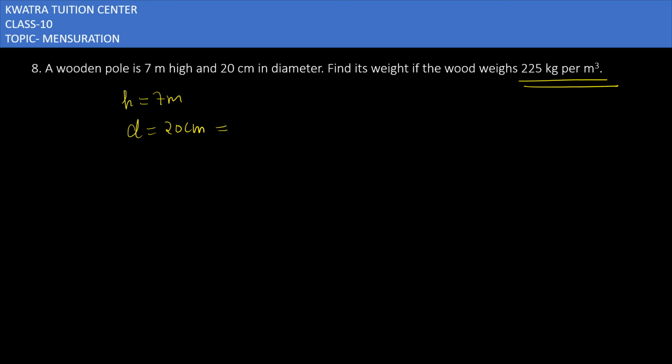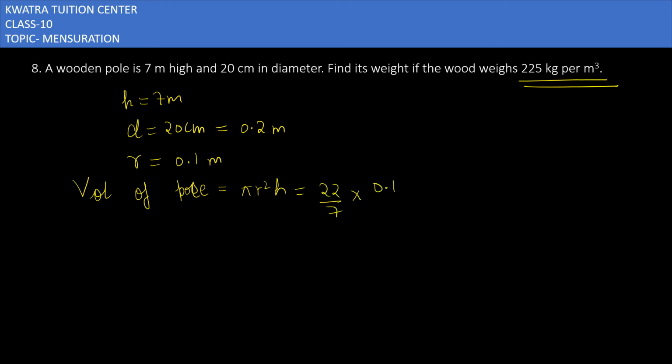So 20 centimeter will be converted to meter and it can be written as 0.2 meter and half of it will be 0.1 only, which is 0.1 meter. Then you have to find the volume, then only you will be able to find the weight of it. So volume of pole, wood pole, it is a cylinder, so it will be pi r square h. So pi will be 22 by 7, r will be 0.1 into 0.1 and then h will be 7. 7 and 7 can be cancelled.